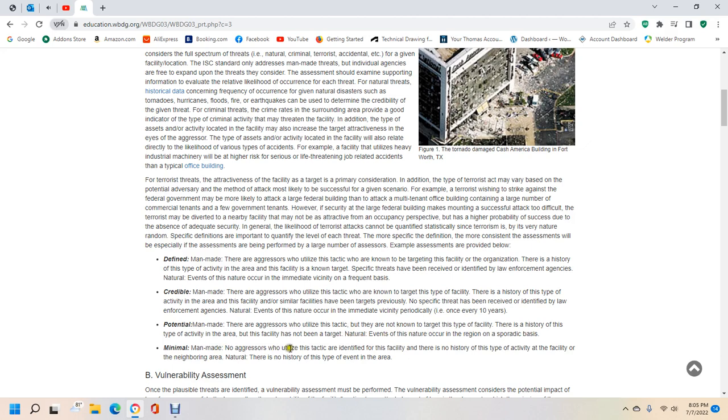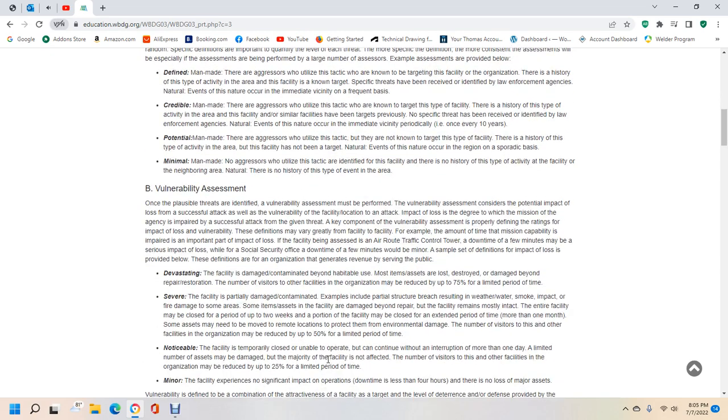Minimal man-made threat. No aggressor who utilizes the tactic has been identified at the facility. There is no history of this type of activity at the facility or in the neighboring area. Naturally, there is no history of this type of event in the area.